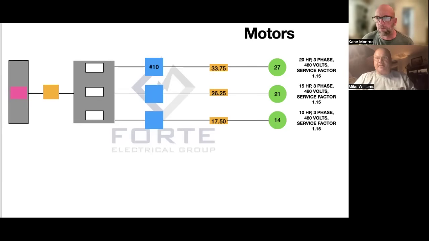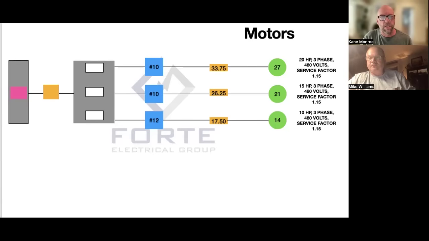If I was wiring this, I'd keep it on number 10. I'm not going to pull a 14. And that's where we got to be careful when we take the test. We gotta answer what they're asking, not what we would do. It gets them every time. It gets us every time.